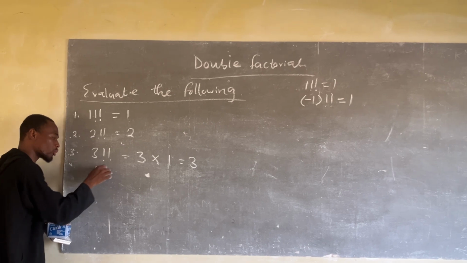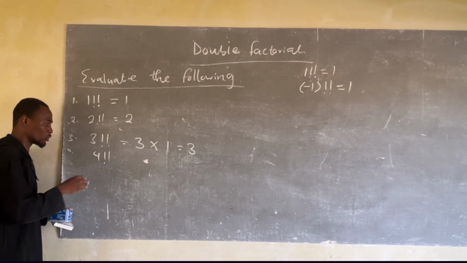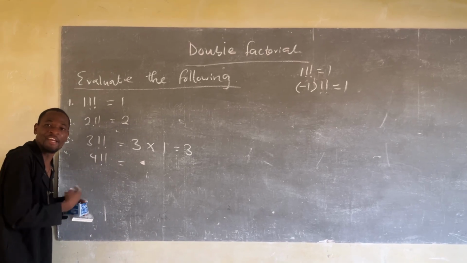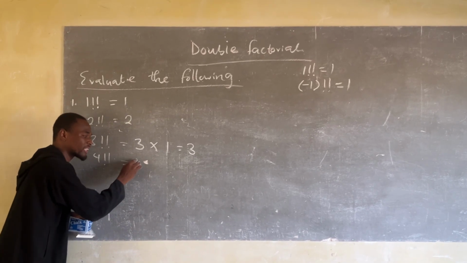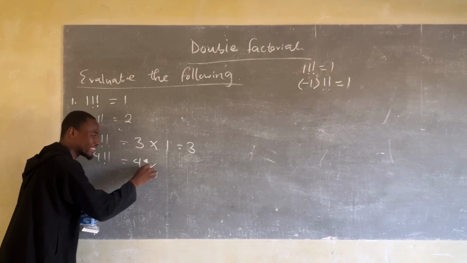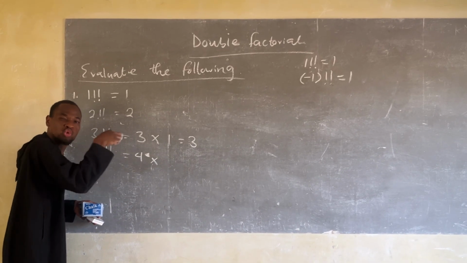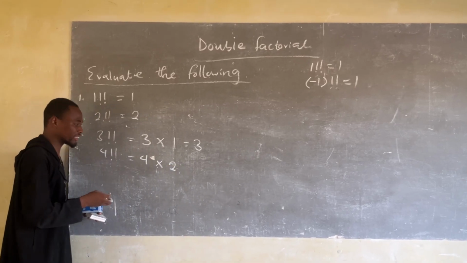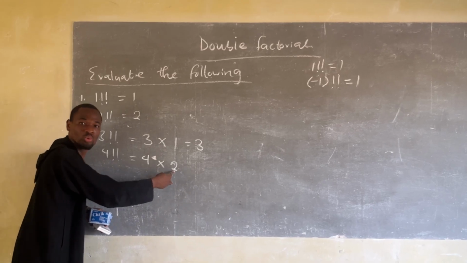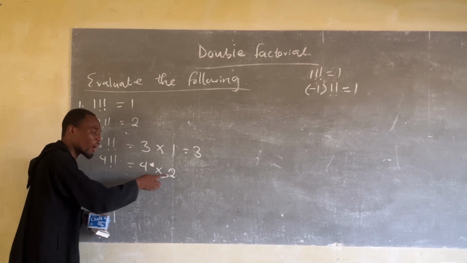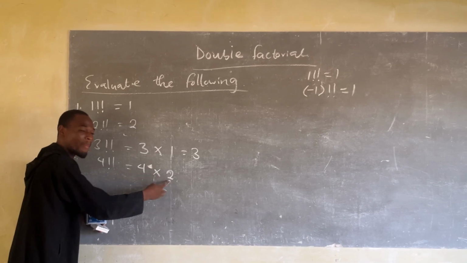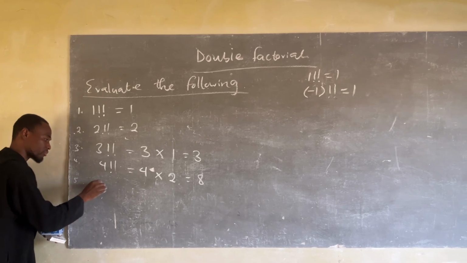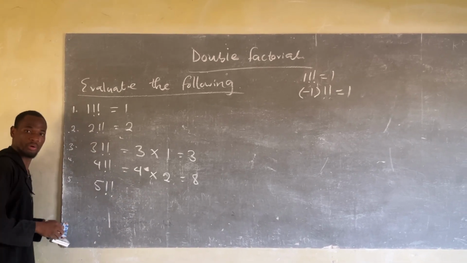What about 4 double factorial? So 4 is an even number, right? So you start with the number 4, then times, then you subtract 2 from 4. What do you have? You have 2. But remember, we said once you arrive at the number 2, that is an indication that you have to end at this point. So 4 by 2 simply means 8.